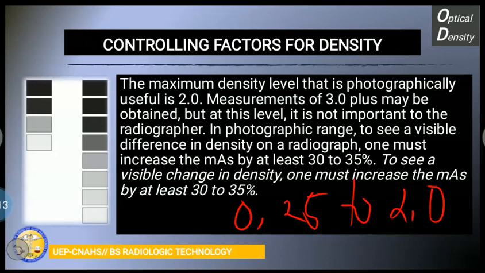Okay? So, for example, this is the optical density produced by your X-ray film. Its reading is only, let's say, 0.20. You want to increase it, so you will increase the mAs to reach the target. What you need to do is add 30 to 35% of your original mAs to see changes in the optical density. Okay. Next.